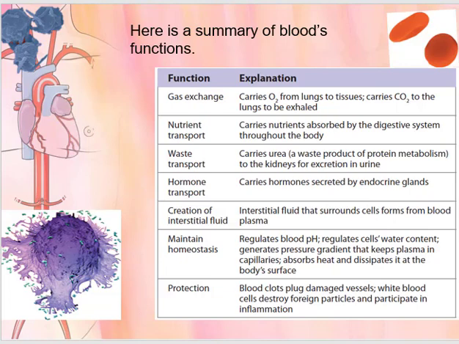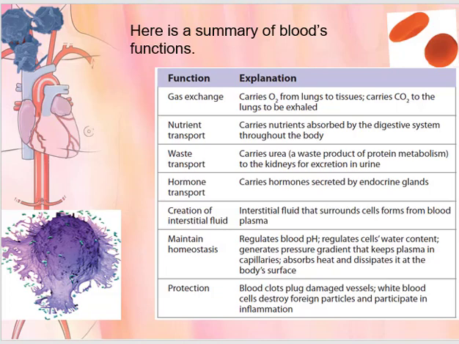Carries nutrients absorbed by the digestive system throughout the body. Carries urea, a waste product of protein metabolism, to the kidneys for excretion in urine. Carries hormones, which are secreted by endocrine glands. Creation of interstitial fluid, which surrounds cells, forms from blood plasma. Regulates blood pH, regulates cells' water content, generates pressure gradient, and keeps plasma in capillaries. Absorbs heat and dissipates it at the body's surface. Blood clots plug damaged vessels.